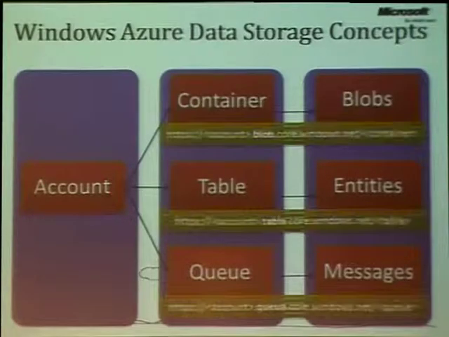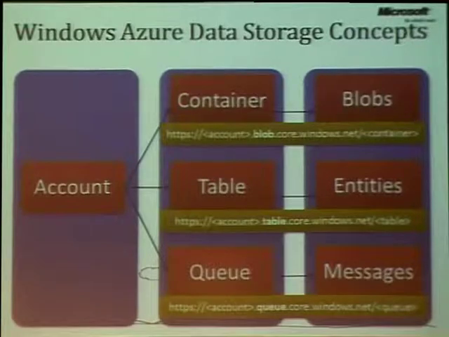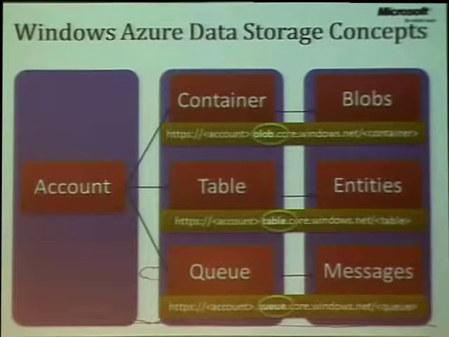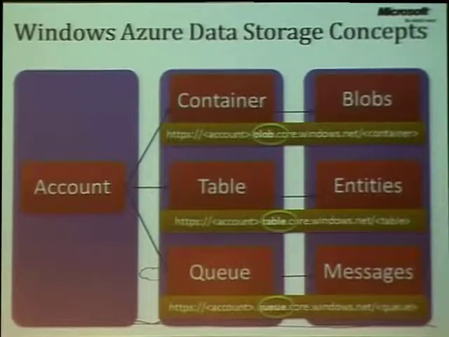So when you come to the account part, when you create one account, it provides you the following things: blob, table, and queues. When you create one account, it gives you your account name.blob.core.windows and so on, table.core.windows and queues. These are the URLs where you can point and access your applications.